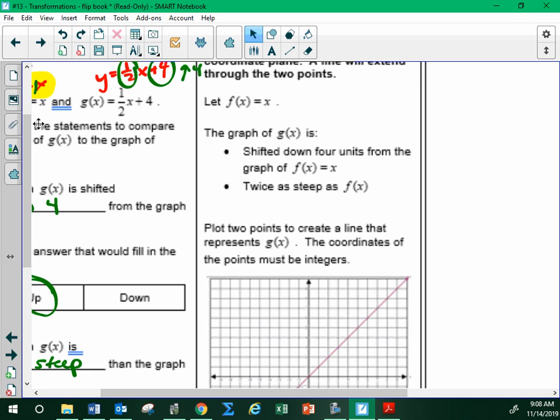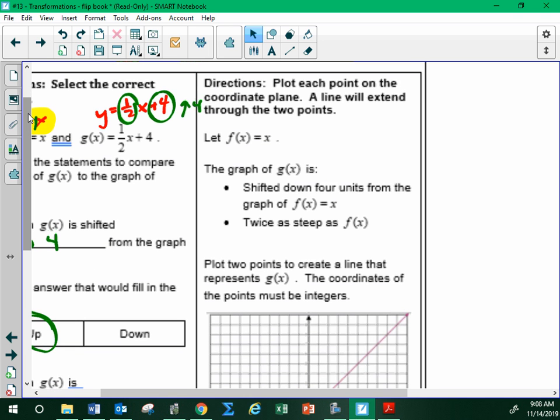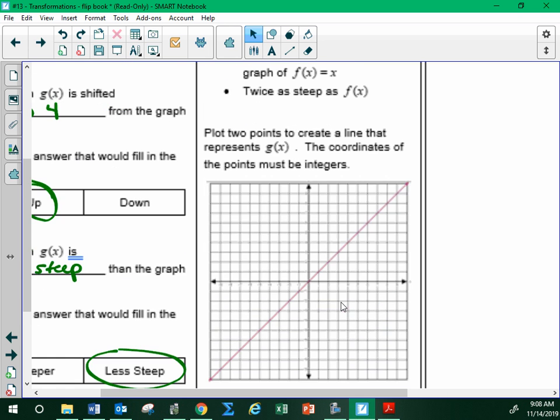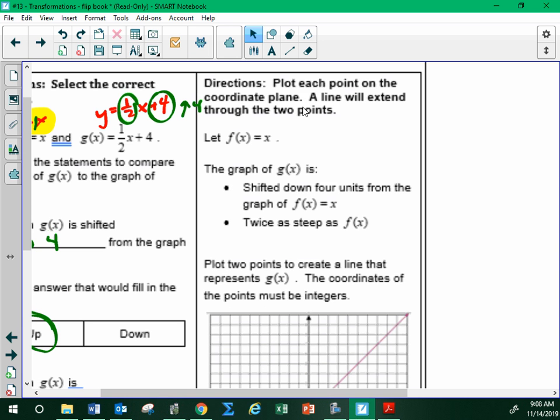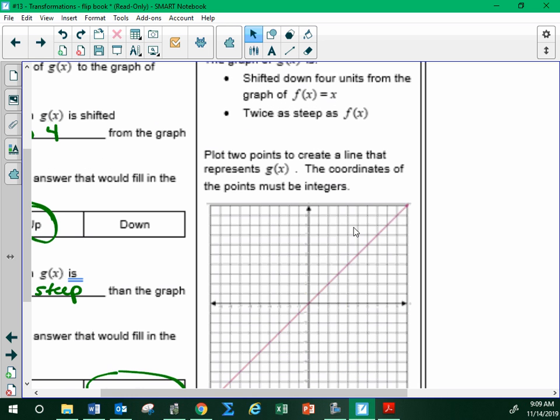All right. Just going to take a look at our last column here. So this is another type of problem the SOL might ask in lesson test. At each point on the coordinate plane, this is our coordinate plane, a line will extend through the 2 points. So on the SOL, you use your cursor and plot the point, and the line automatically shows up. We have to actually draw it because we're not on the SOL right now.